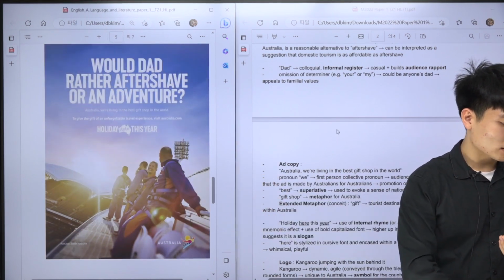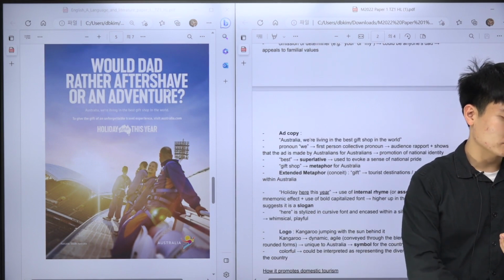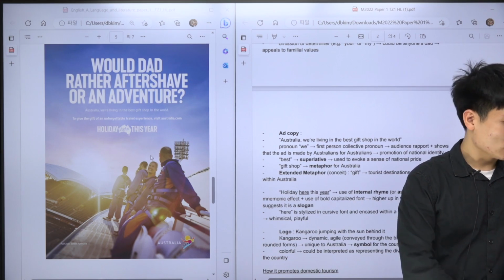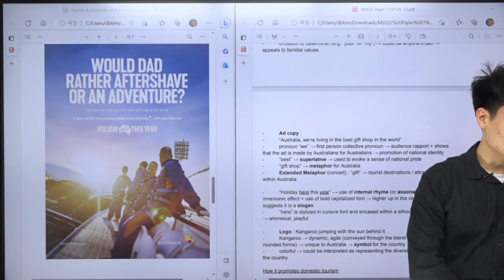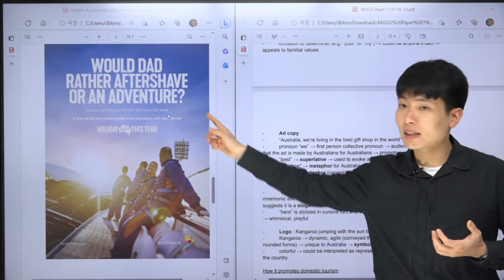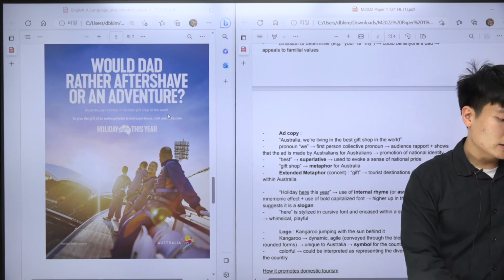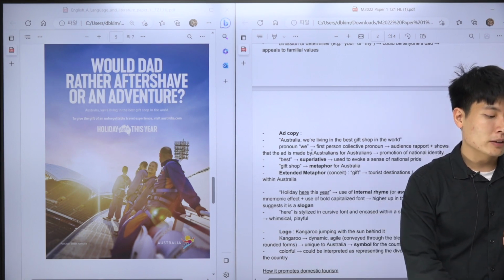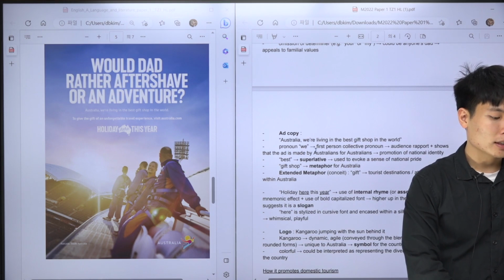Okay, so we're now going to talk about the ad copy itself. So the other bits of text in this advertisement. "Australia, we're living in the best gift shop in the world." That's what this line says. And here we can note the use of the pronoun we right next to Australia.